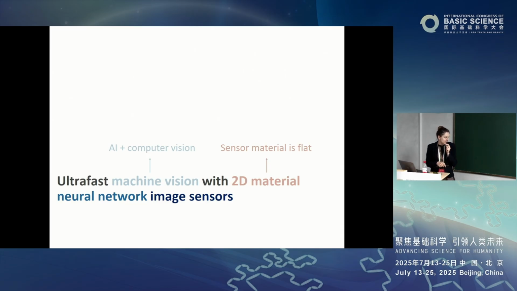And then because it's a machine vision, it's an image sensor. So it senses the image we project on it. And the material that senses the light projected onto it is 2D. It's only 4 nanometers thick, thus it's a 2D one. And then it's very fast, so it can recognize the images very, very fast, which I will show you later.